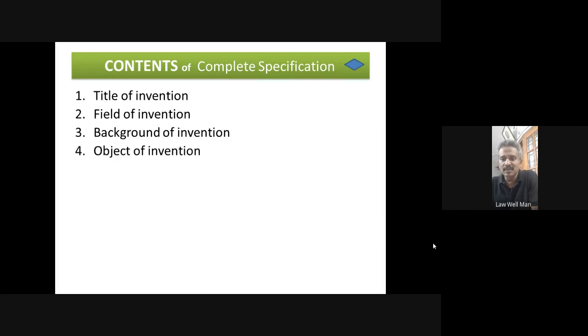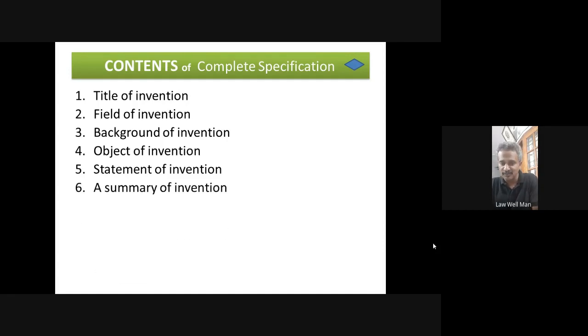So every specification will have a title of the invention, field of invention will be mentioned, then the background in which this invention becomes relevant, that will have to be explained. Object of invention, what's the aim of the invention, that is to be made clear. It's all commonsensical and logical. Then you will have to state what your invention is. Then a summary of invention is to be given so that people will be able to know what the invention is all about. They may not have to go to the entire specification to understand about the invention, patent.